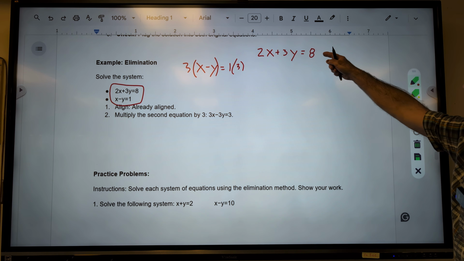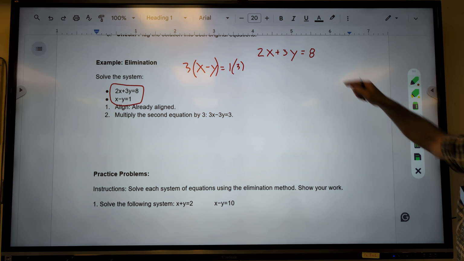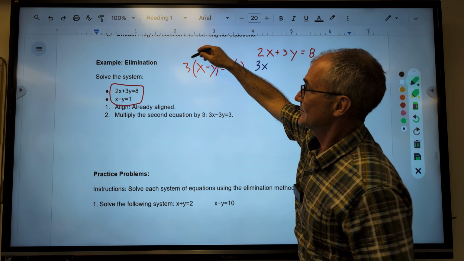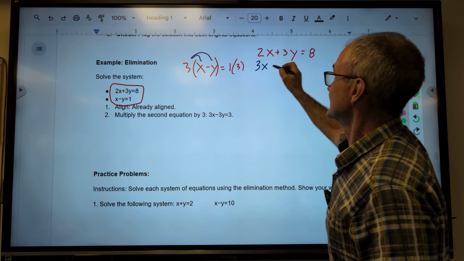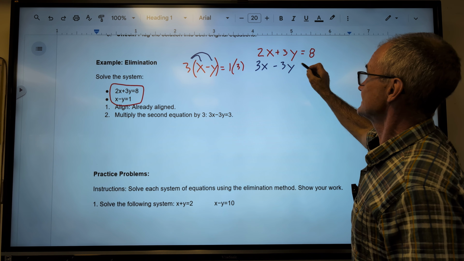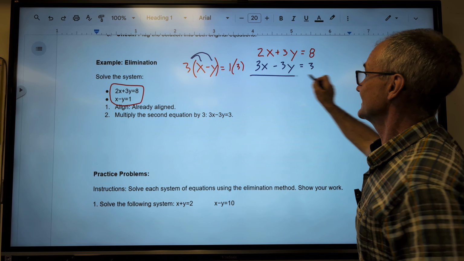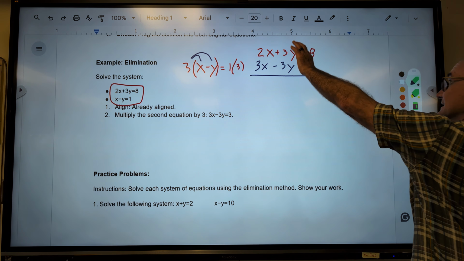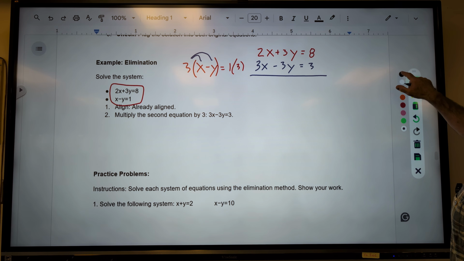So in red up here is my first equation. Right here is my second equation. I can do whatever I want to the equation as long as I do it equally to both sides. I'm going to multiply both sides by 3 to get 3x. Remember, distribute through the quantity. Minus 3y is equal to 3. I have done that so that I could cancel out those y's.